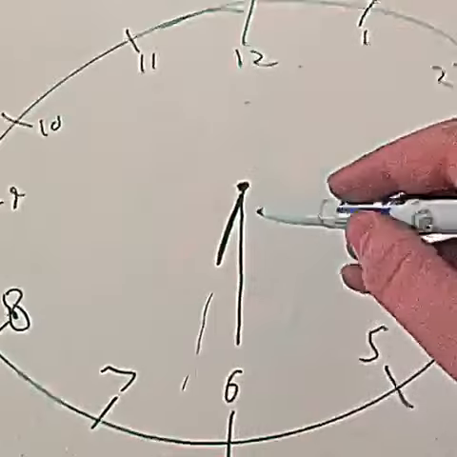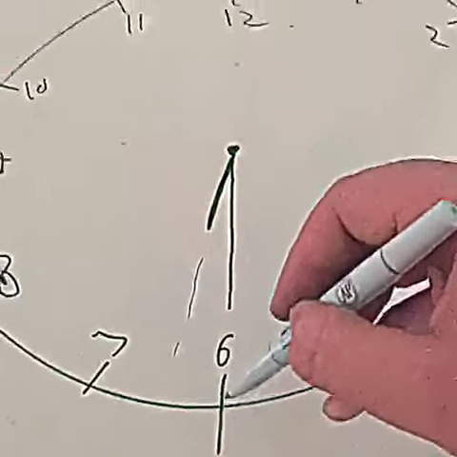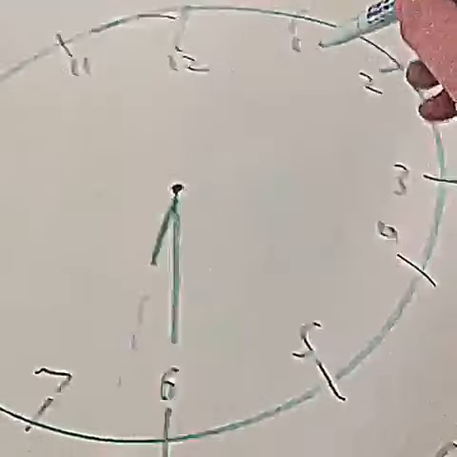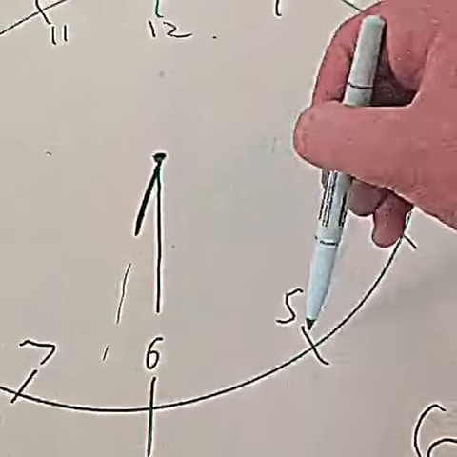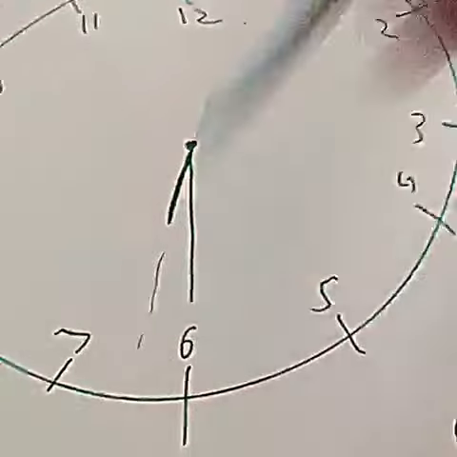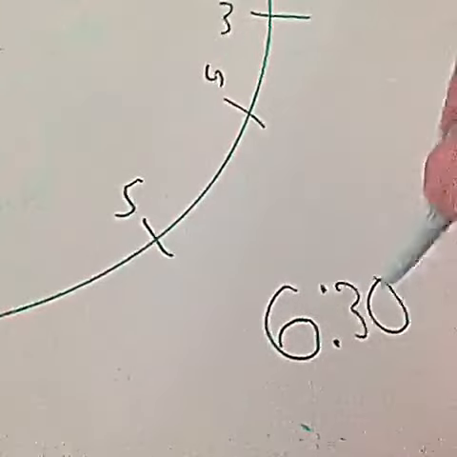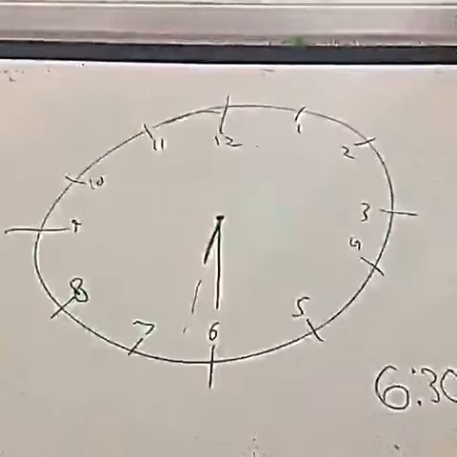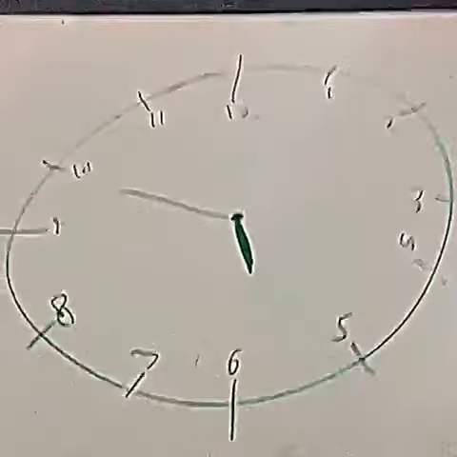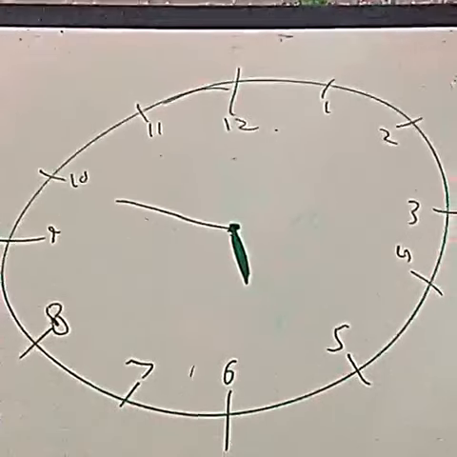And then the minute hand is pointing at the 6. Now if you remember, it goes 5, 10, 15, 20, 25, 30. So it's 30. Therefore, it's 6:30. I'll give you another example. You can pause the video here and try to figure out what this clock is saying.